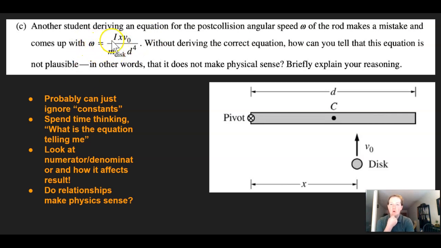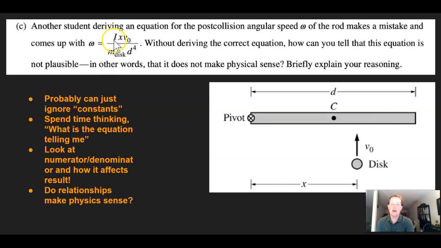Okay, it's related to a whole bunch of things. I, X, V naught, the mass of the disc, D. Okay, so there's a lot going on in this equation. And then, oh, I just realized I spelled denominator wrong. Oh well. Look at the numerator or the denominator. The denominator. How does it affect? And that's key in this problem.